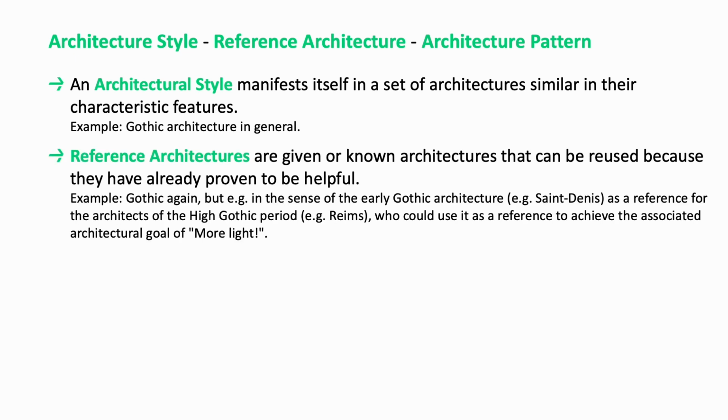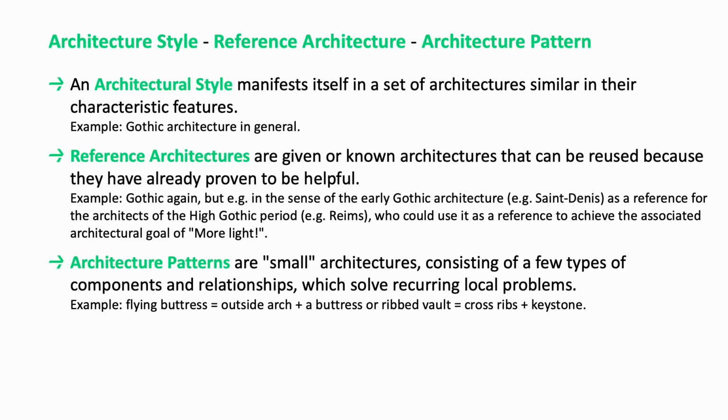Reference architectures are given or known architectures that can or should be reused because they have already proven useful. Example: Gothic again, but for example in the sense of early Gothic architecture, for example Saint-Denis, as a reference for the architects of the High Gothic, for example Rheims, who could use it as a guide to achieve the associated architectural goal of more light.